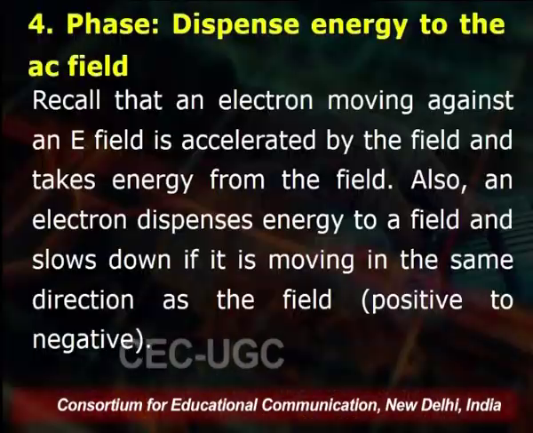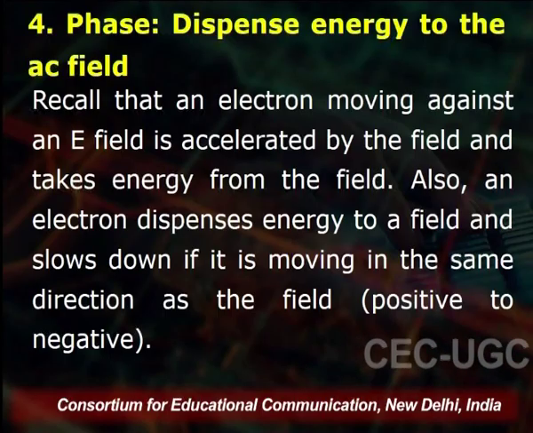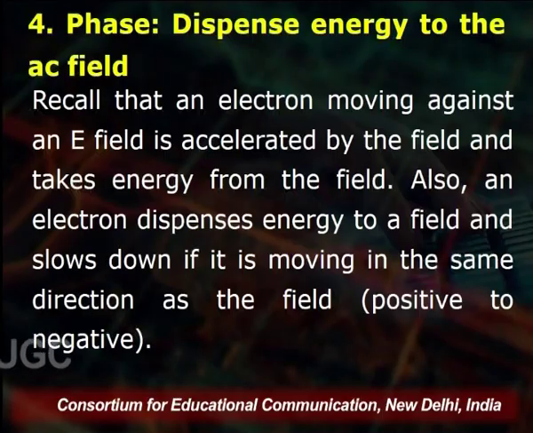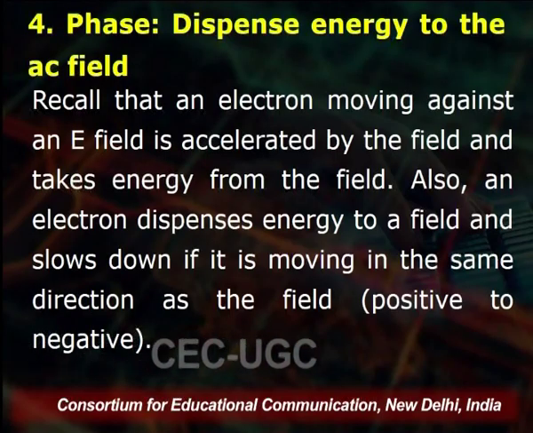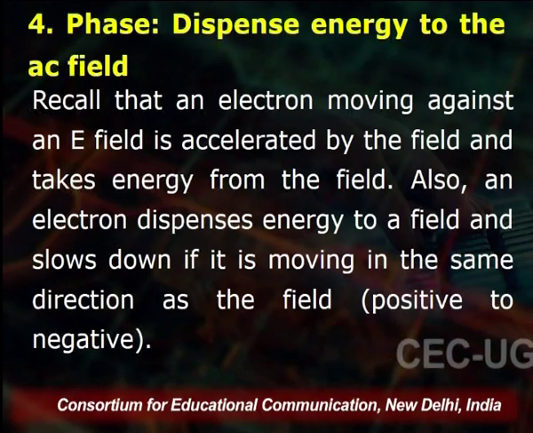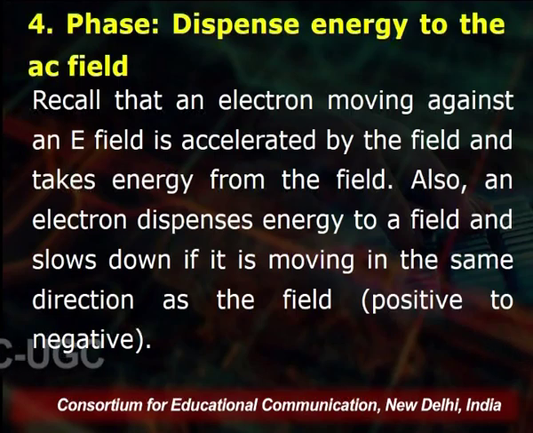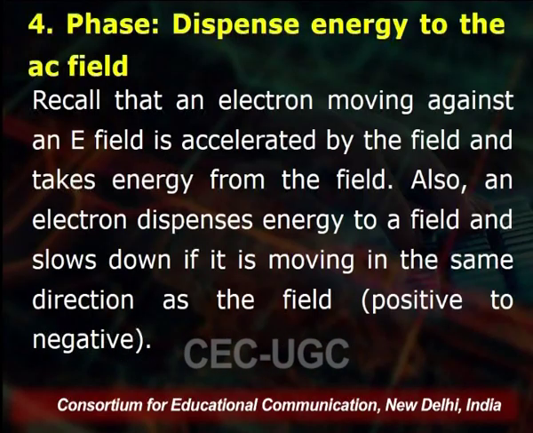In phase 4, the electrons dispense energy to the AC field. As the AC field is generated through this magnetron, how can it get this energy? An electron moving against the electric field is accelerated by the field and takes energy from the field. An electron dispenses energy to the field and slows down if it is moving in the same direction as the field, like from positive to negative. So the electron spends energy to each cavity as it passes and eventually reaches the anode when its energy is expended.